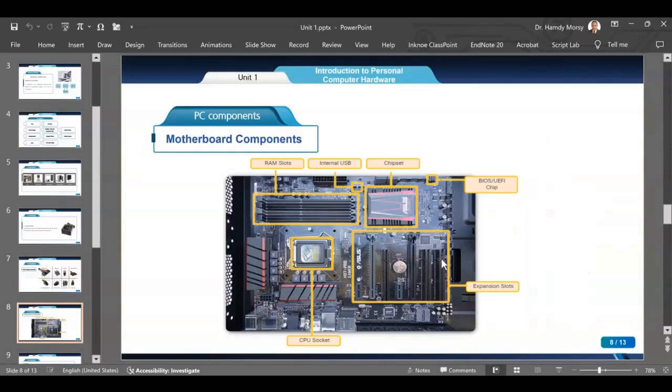The components of the motherboard are the motherboard itself, which is the most important part of the computer. It includes the key components of the computer, such as the CPU, RAM, internal USB, chipset, BIOS, UEFI, and expansion slots.